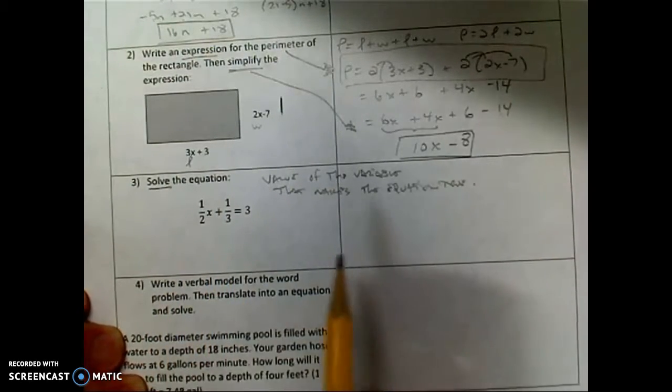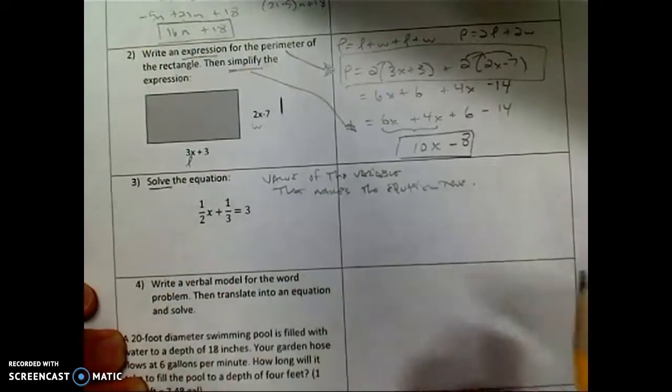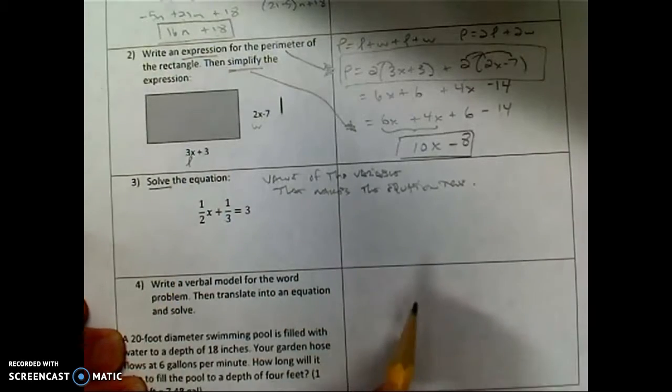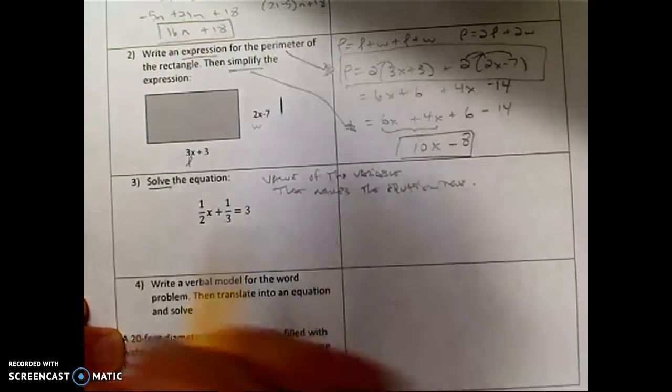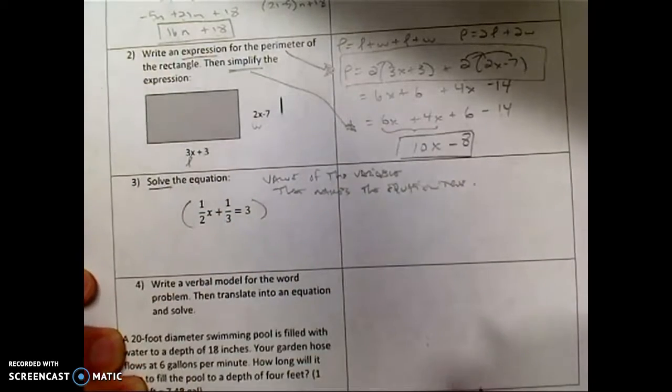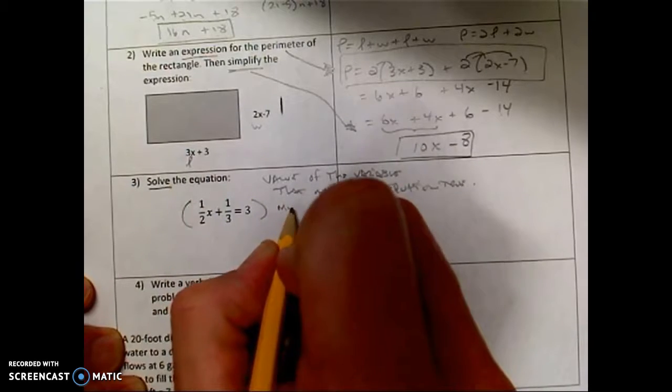And we can do this a couple of ways. We can do this by brute force, just subtract 1/3 from 3, and then clear out my 1/2. But another way, maybe a little less stressful way to do it, is to clear out the fractions. We're going to do that by multiplying by the LCM of the denominators.